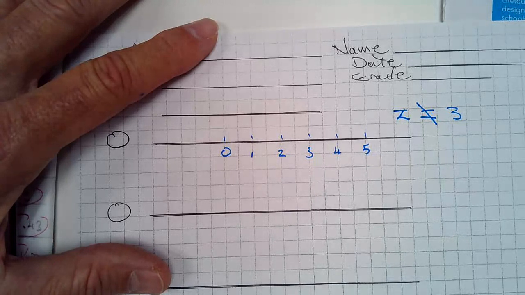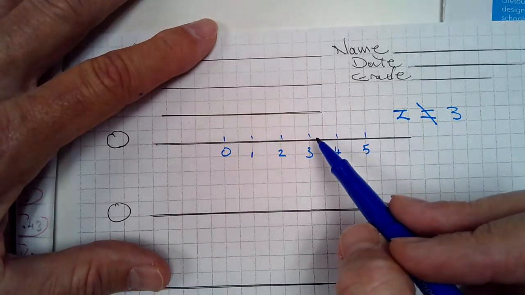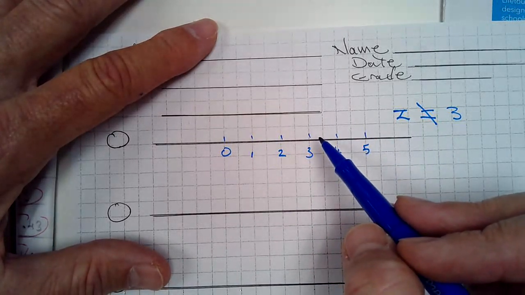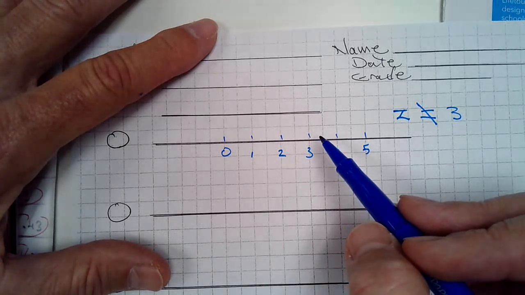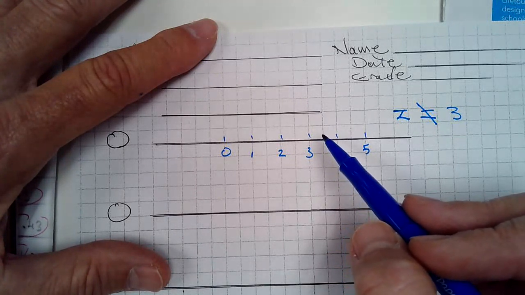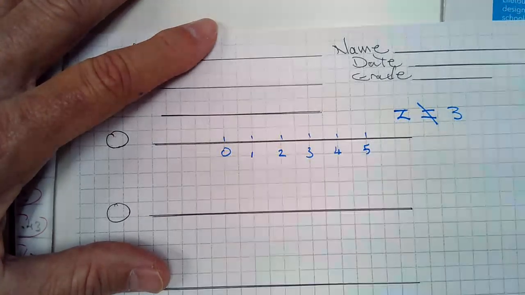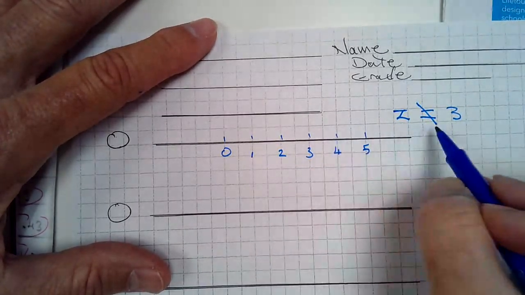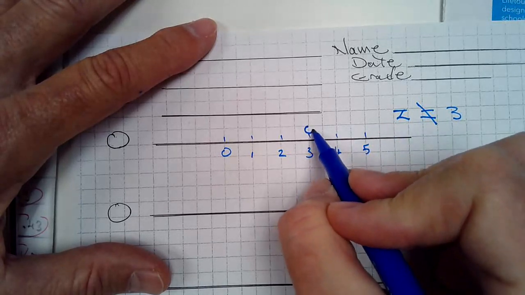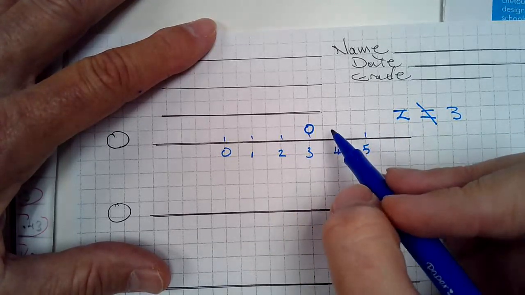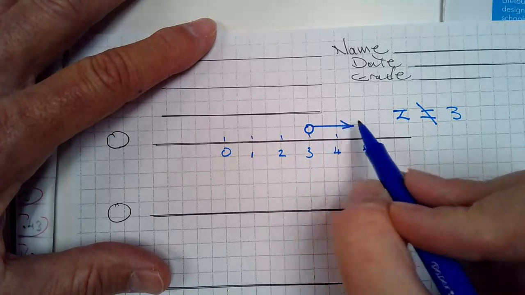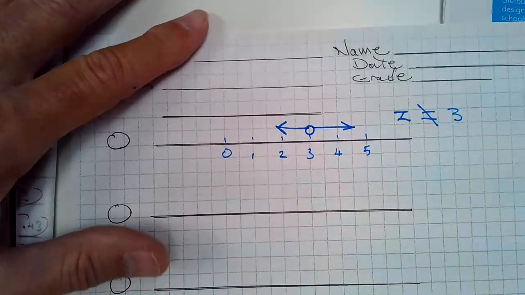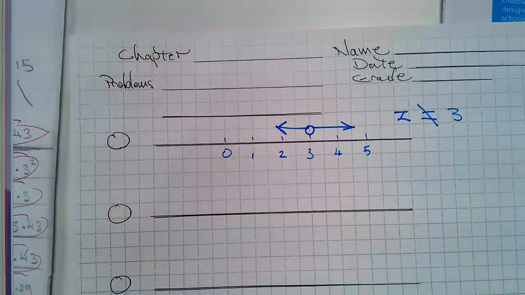You have the right idea, but you use the wrong terminology. You said dot. What should she have said? Circle. Okay. But excellent. 50 points. You had the right idea. So it's not equal to 3. So it's going to be a circle over 3. And then she said it. You're going to do an arrow both ways.